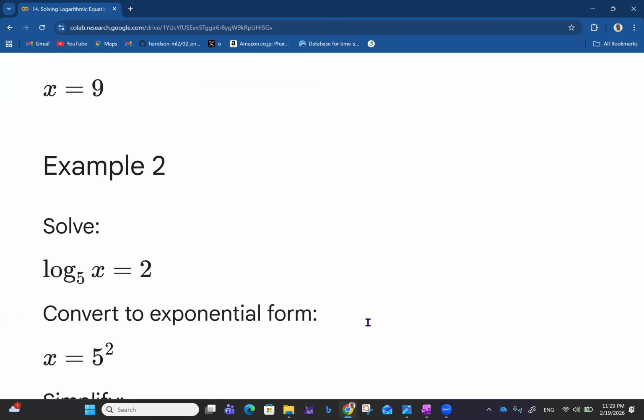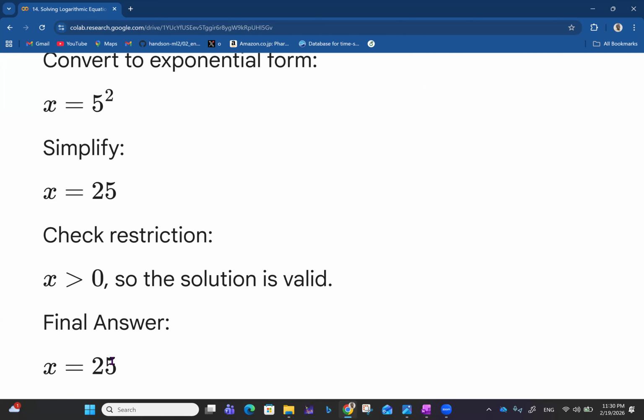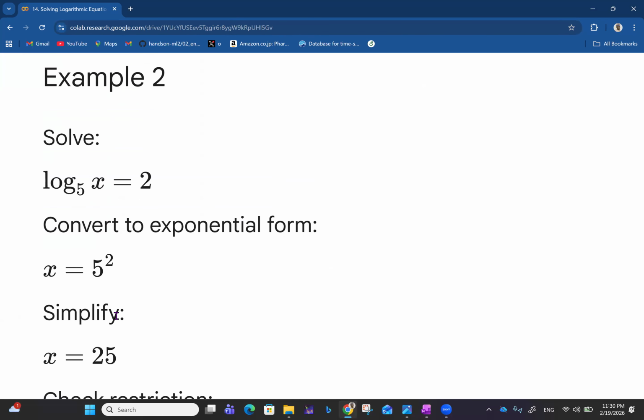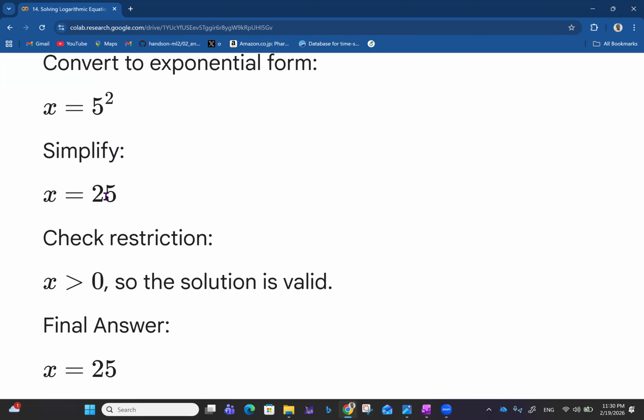For the second example, we have to solve log x to base 5 equals 2. So we convert to exponential form. That means x is equal to 5 raised to power 2, and if we simplify, we have that x is equal to 25. And that's all we have. If you check for the restriction, all we have here is x. So x has to be positive, and 25 is clearly positive. So x is greater than 0, the solution is valid, meaning that x is really equal to 25.